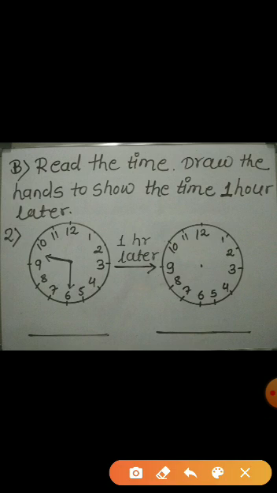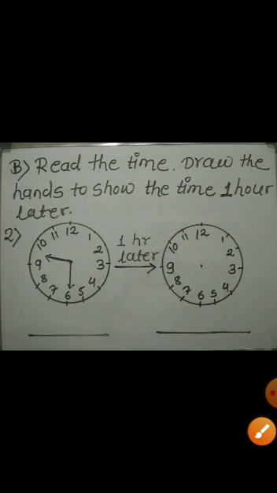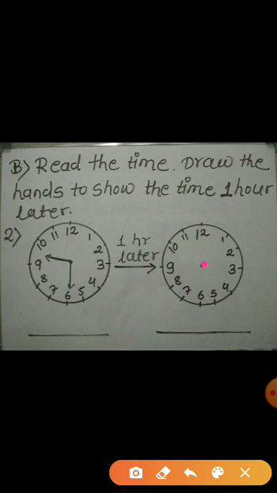Now look at the second clock face. Here the time shown in the first clock face is 9:30. Right? Because the minute hand is on 6 and the hour hand is in between 9 and 10. Then what will be the time 1 hour later? The time will be 10:30. Right? So let's see how to show 10:30. To show 10:30, we have to draw the minute hand on 6 and hour hand will come in between 10 and 11. So it's a 10:30.